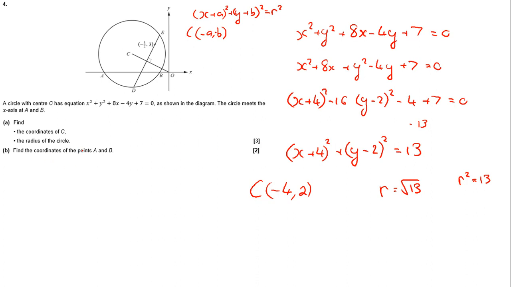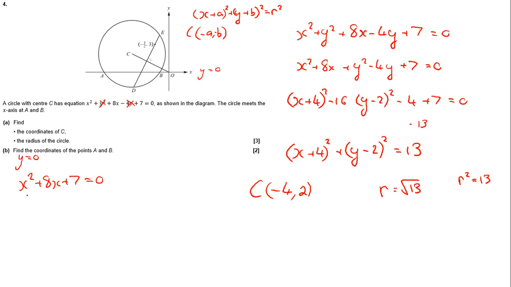Now, B, find the coordinates of the points A and B. Now, we want the points A here and B there. You'll notice it's on the x-axis. That also means that y equals 0. So we need to find the points A and B where y equals 0. Really simple. Let's use the starting equation, because if we use that, that cancels and that cancels, leaving you with x squared plus 8x plus 7 equals 0.